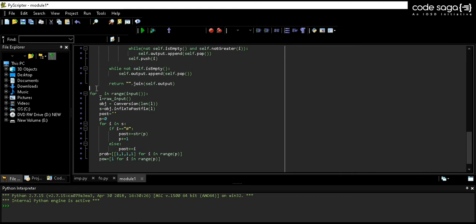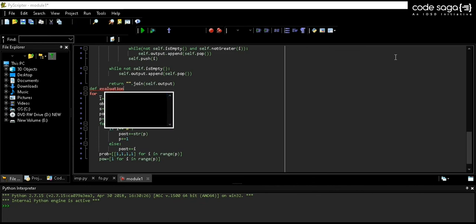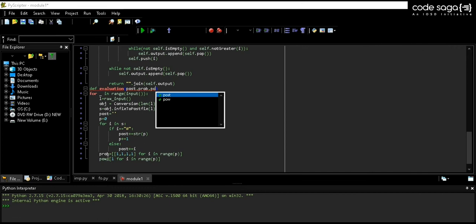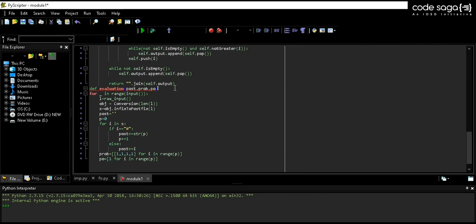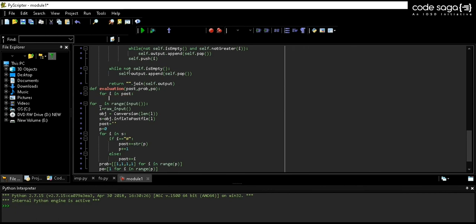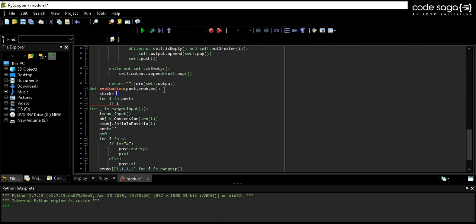Now what we'll do is we'll make a def evaluation function. What I need in this function is the posterior expression, the probability list, and the power list, which I'll name PO because it's a clashing inbuilt variable, power. The first thing we need to do is iterate over post, and if I find an operand, I will make a stack here which will be empty at the beginning. If I find an operator, let's say it is OR, I will now compute the probabilities.